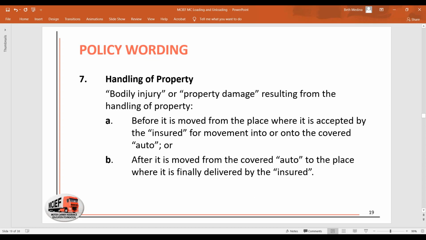longer excluded, and it's not excluded until after it's moved, and here's the key part, to its final delivery by the insured. The final delivery is the final destination point. In the case I mentioned to you earlier, that would be the 14th floor. And so that's where the auto liability policy does not exclude when we're loading it, once we touch it, while we're transporting it, and it's not excluded until it gets to its final destination.